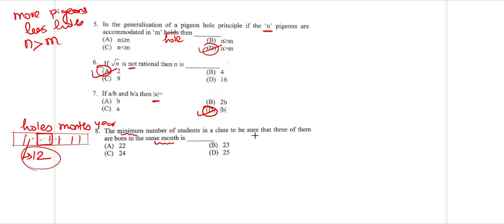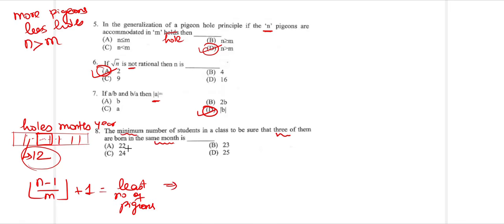But what do they say? To make sure that 3 of them are born in the same month. So the least number of people who have to be there in the box must be equal to 3, they say. We know that floor of (n minus 1) by m, plus 1, is the least number of pigeons. What happens over here? The minimum number of students is not known to me. So let me keep it as such: floor of (n minus 1) divided by m, where the number of holes, the number of months, is 12, plus 1 is equal to, how many of them have to have a celebration in the same month? Minimum 3. So this becomes 3.